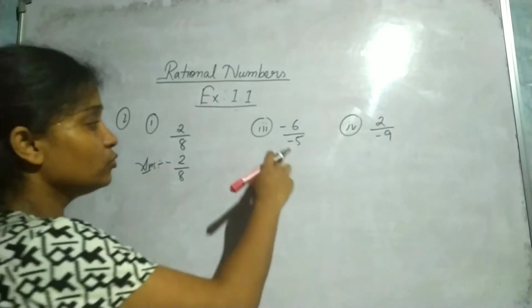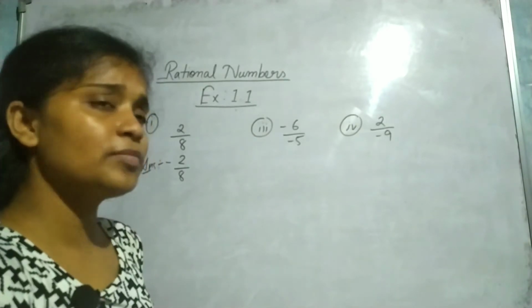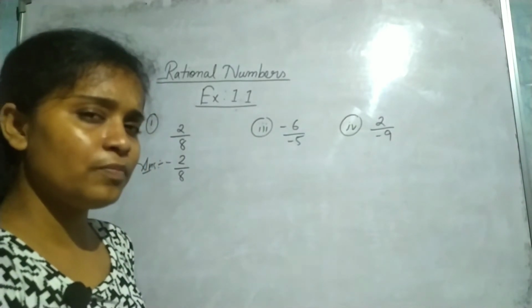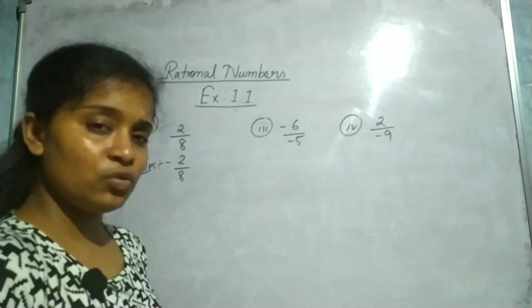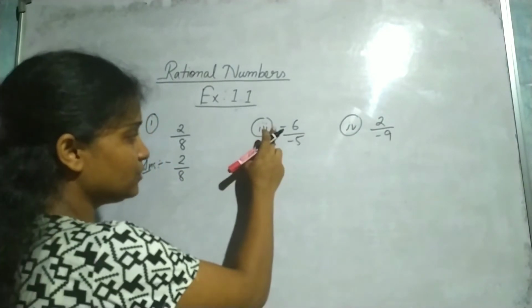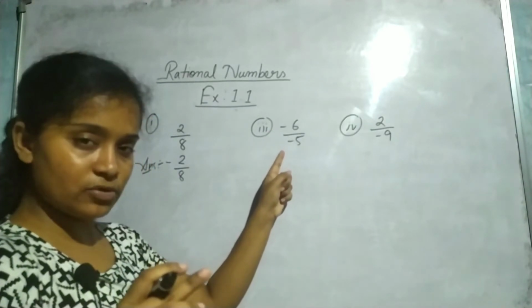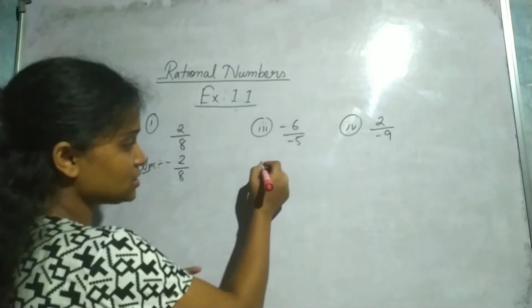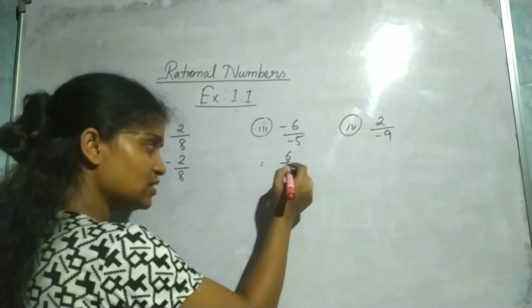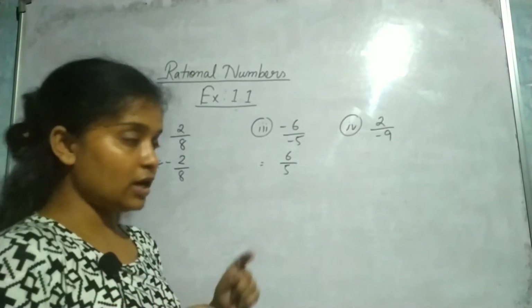Now what is the additive inverse of minus 6 by minus 5? Plus 6 by 5? No. Here you have to solve first, because the upside also has minus and the downside also has minus. So this minus minus actually becomes plus 6 by 5.